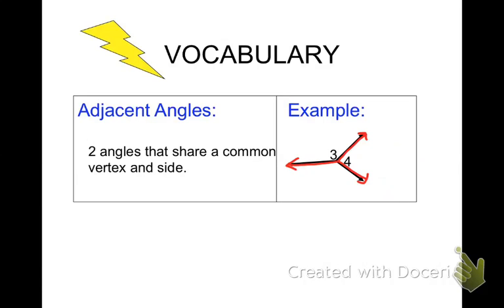Yes? So if the 4 was on the other side, then the side would be the other arrow? Right, so if the 4 was over here, then this would be the common side. Okay? All right, so let's look at the example down below.